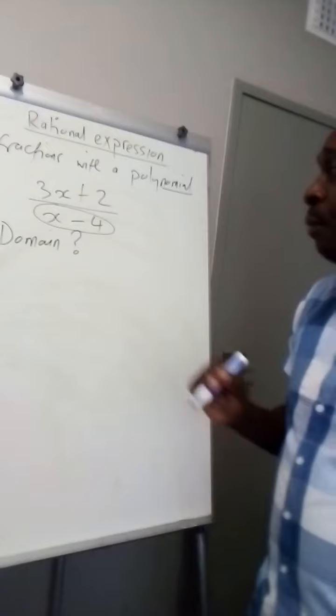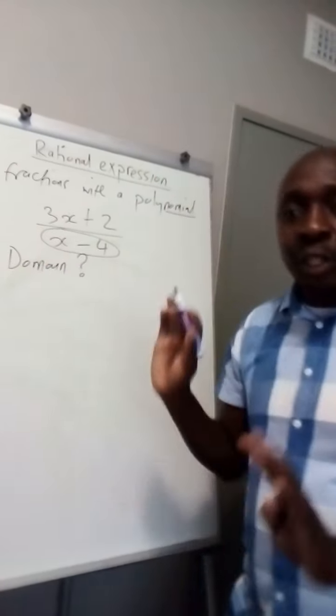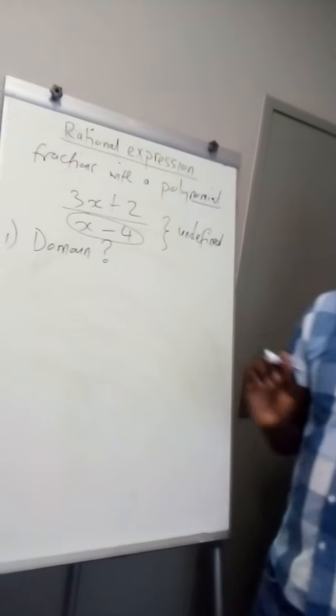Why are we doing this? Because the rule says that the denominator of this expression must not be equal to 0. Otherwise, if it's equal to 0, this whole fraction will become undefined. So what we want to do is find all possible values, and avoid those values which will result in the denominator equaling 0. So how do we do this?